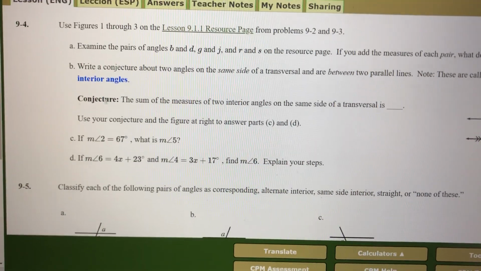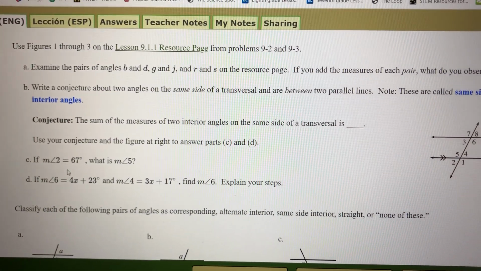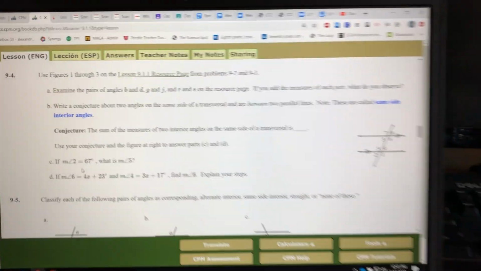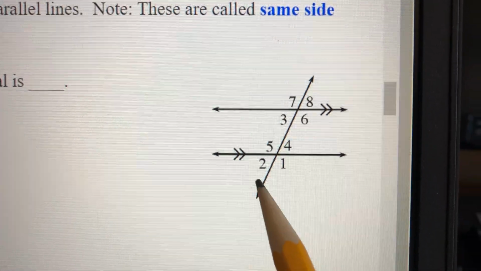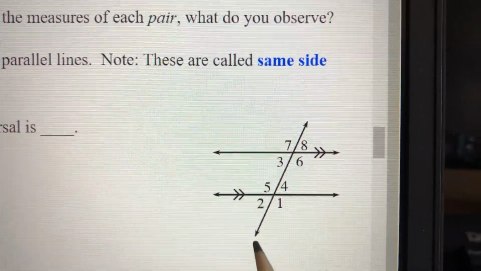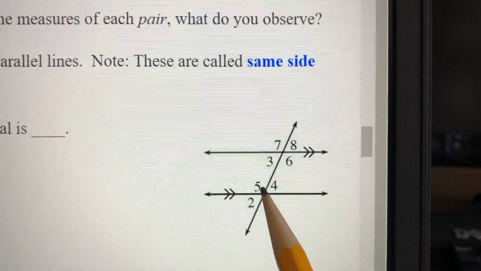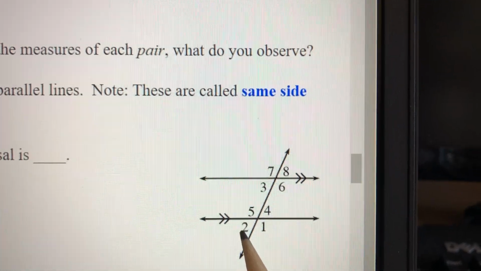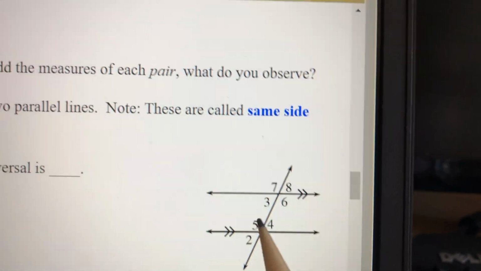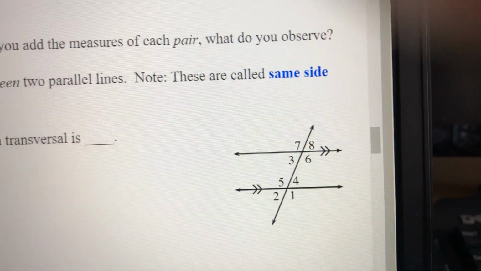Okay, part C. If the measure of angle 2 is 67, what is the measure of angle 5? So let's see. The measure of angle 2, wait, I'm not even on the resource page, am I? We're over here. Oh my gosh. Here we go. So it says if the measure of angle 2 right here is 67, what does 5 have to be? So remember, 2 and 5 are going to be supplementary angles because they're right next to each other and they're on that straight line. So if we take 180 minus 67, we'll get what 5 is. And I got 113. So 5 would be 113 degrees.